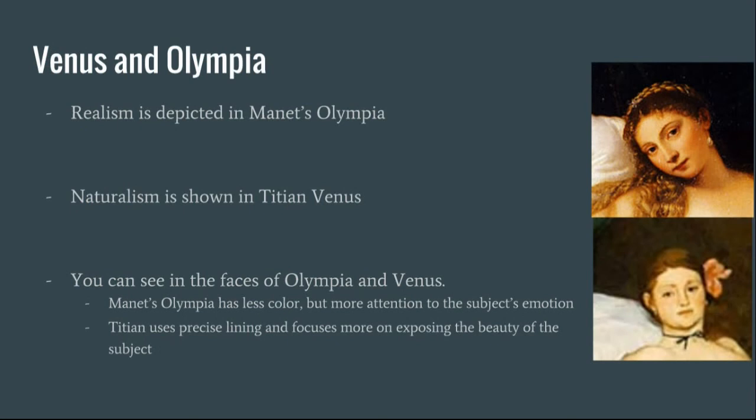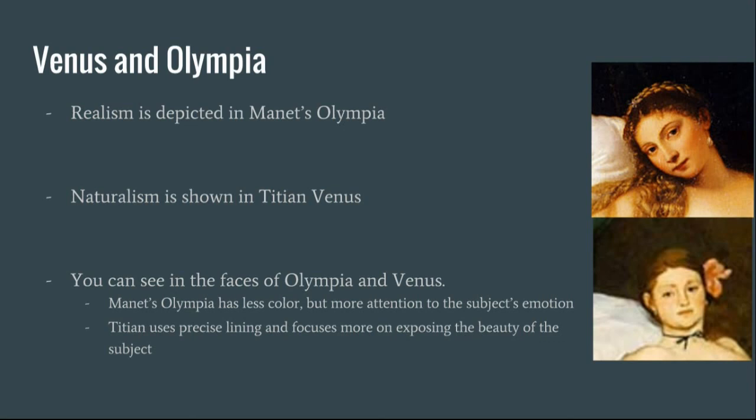Now, to compare and contrast both of these paintings, realism is depicted in Manet's Olympia, and naturalism is shown in Titian's Venus. Naturalism is shown just because he uses very heavy colors, while Manet uses realism in where he tries to steer away from beauty in its form, and he tries to go for more of a real look in his model.